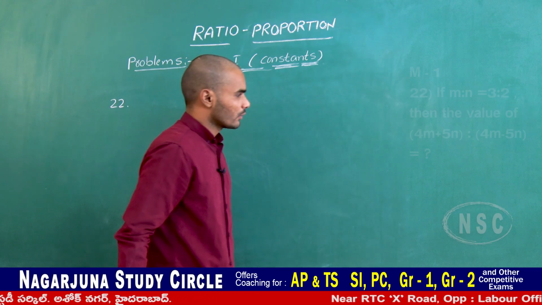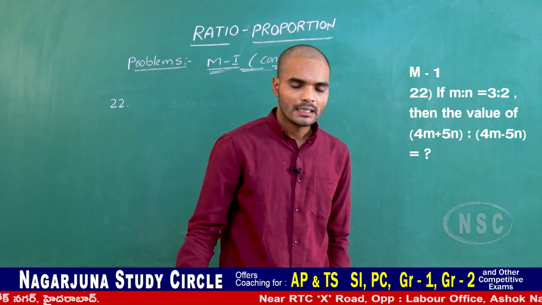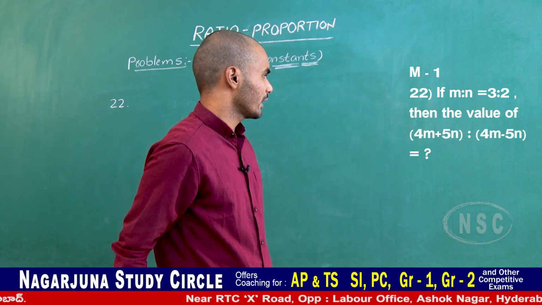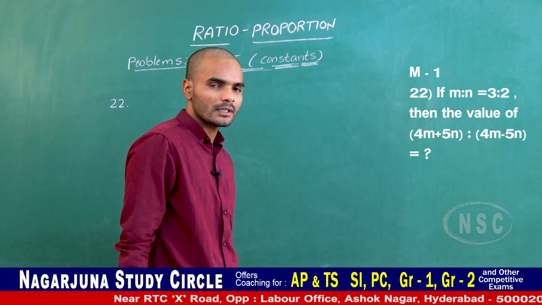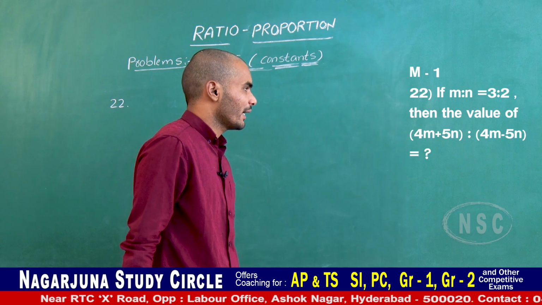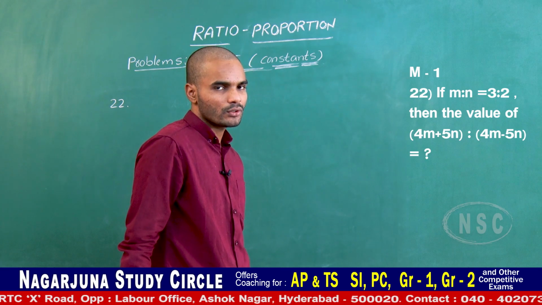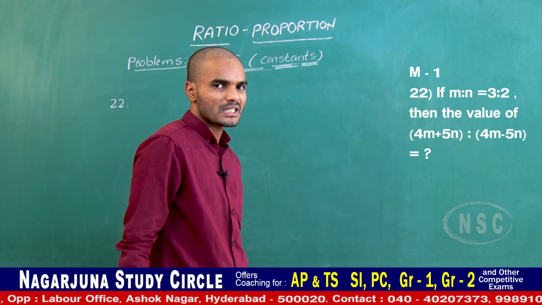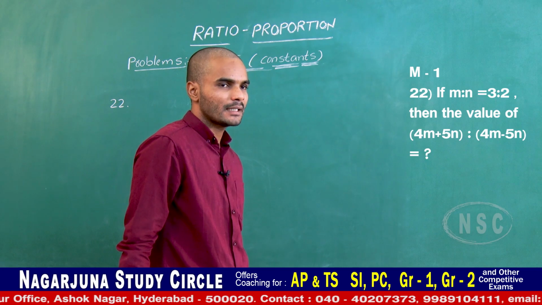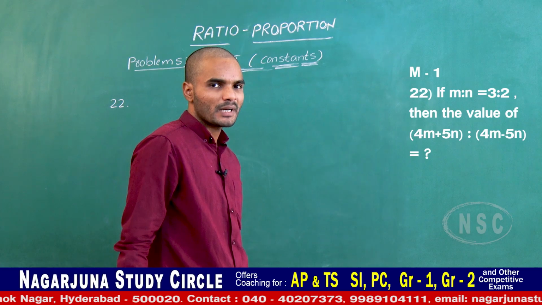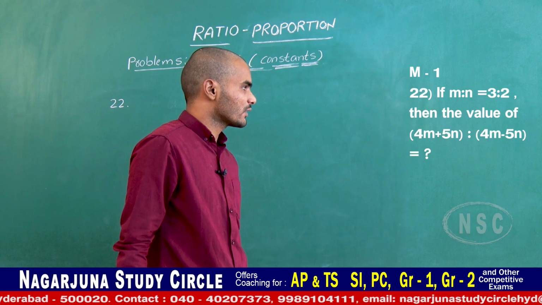Okay. Question number 22. The given data is m is to n is equal to 3 is to 2. Then find 4m plus 5n is to 4m minus 5n.